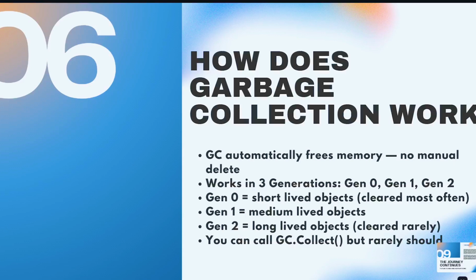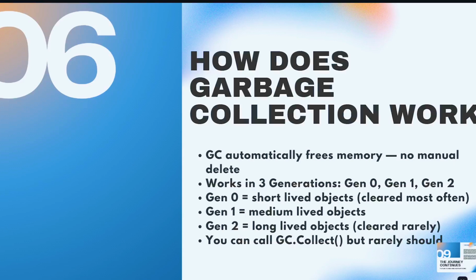In C and C++, developers had to manually free memory. This caused bugs called memory leaks, very hard to find and fix. So C# solved this with garbage collection, GC. You create objects freely. GC tracks which ones are no longer reachable and deletes them automatically.